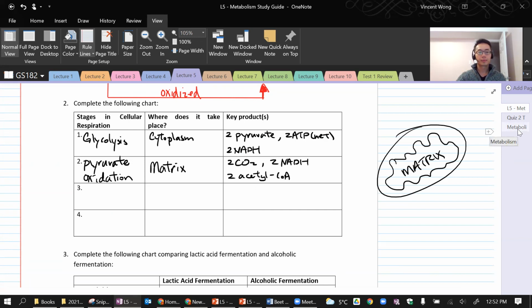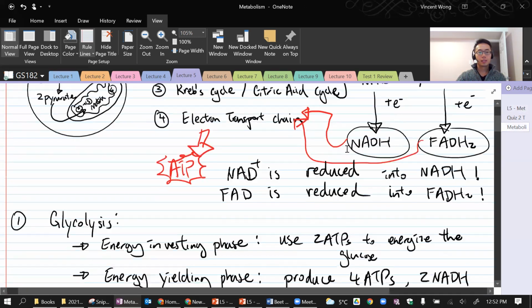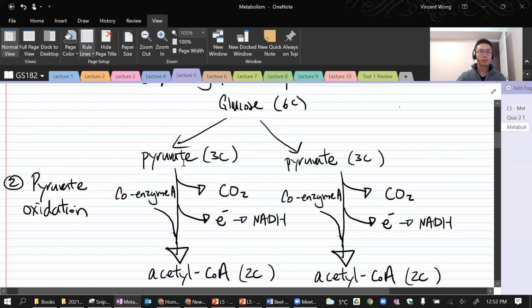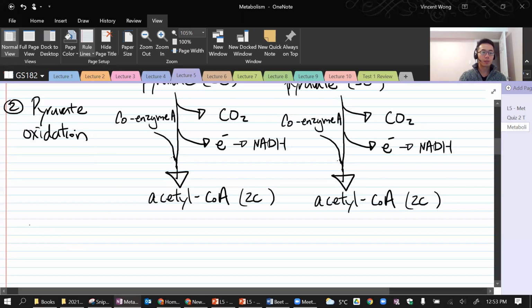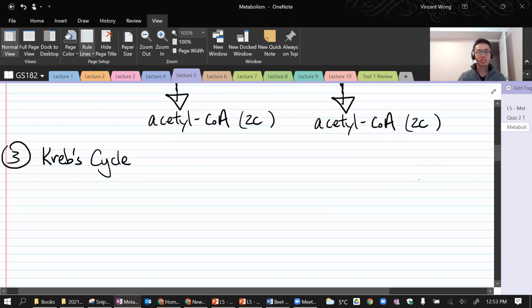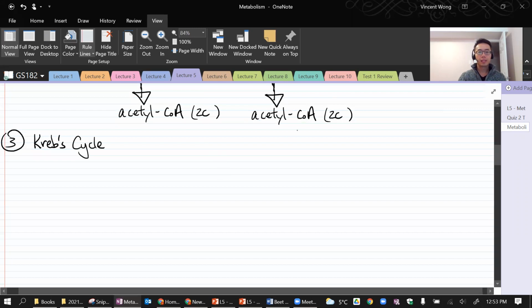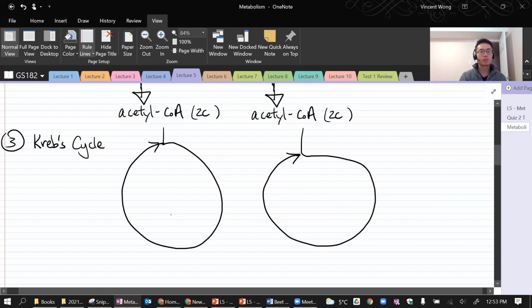Moving on. What's going to happen next? So step 1, glycolysis. Step 2, pyruvate oxidation. Step 3, Krebs cycle. This is like a person's name, right? Named after the person who discovered this, I suppose. So what's going to happen? Well, this is going to go and spin a cycle. This is also going to go and spin the cycle, right? So I'm just going to do one here.